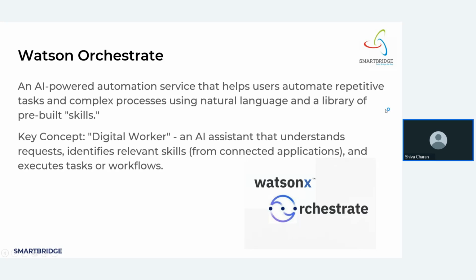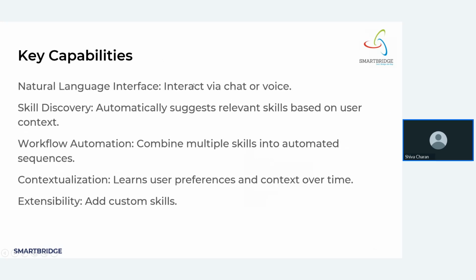So I'll just proceed forward. Key capabilities: natural language interface. Natural language, we all know. We have also seen NLP, interacting via chat or voice. Skill discovery: how is the skill discovery happening? Automatically suggesting relevant skills based on the user context. Correct. Based on the user context, the skills will be automatically suggested. So that will be one key capability.